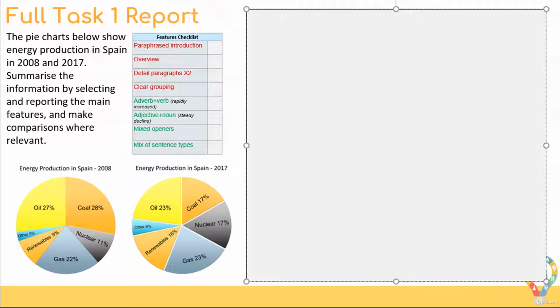Okay, so it's now time for us to write our full Task 1 report. You can see that I have my pie charts here, and I have the question and the features checklist, which I'll try and make sure I'm using throughout the process of writing this report. We'll begin with the paraphrased introduction.